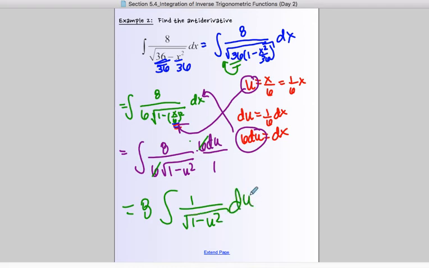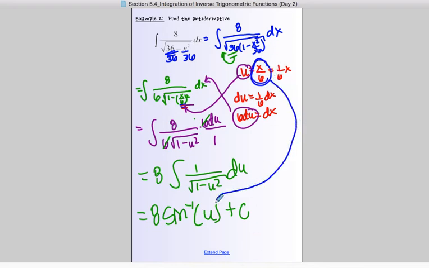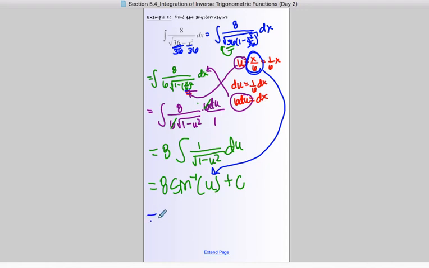And then I just have to think about which function it is. Okay, it's positive, so I know it's not an inverse trig function that starts with a c, and it's a square root, so it is actually going to be sine. If you go back and look, you'd see it, but this is 8 sine inverse of u plus c. And then don't forget, plug in what u is. That will be your final step to get your answer. Okay, so 8 sine inverse of x over 6 plus c.